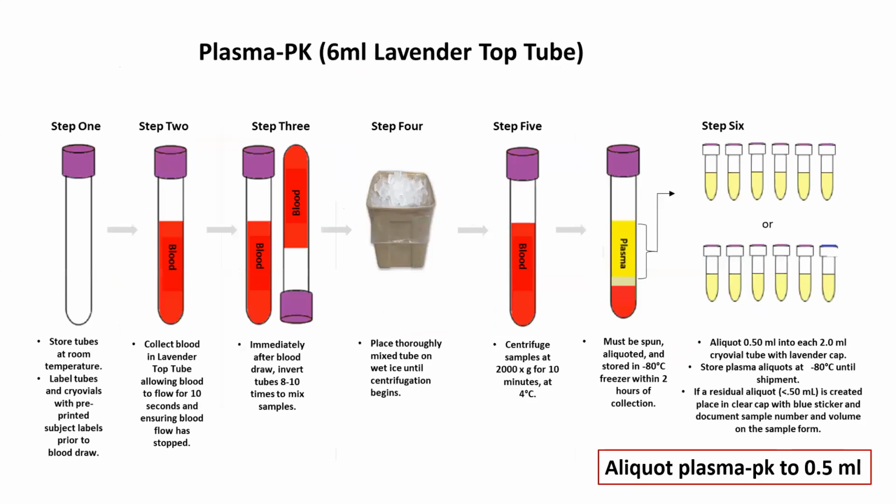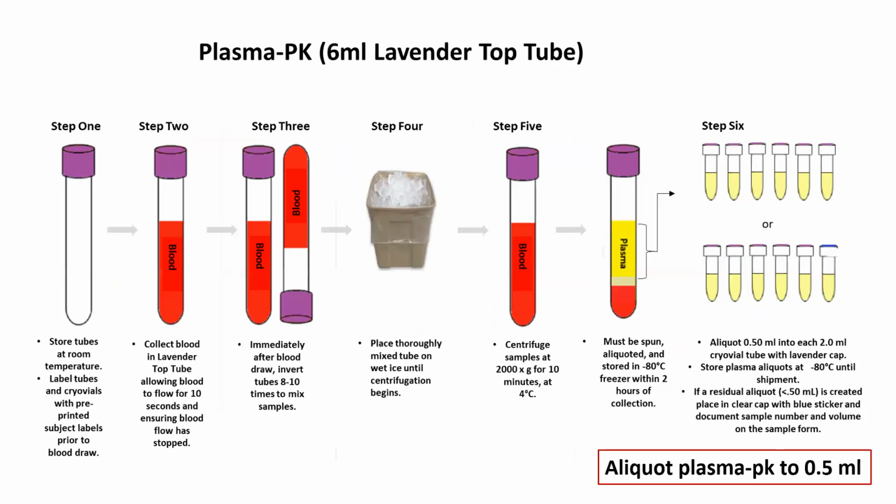For plasma, it's the same thing with the tubes. Keep them at room temperature, label them before draw. After collecting the blood, we ask you to gently invert the tubes 8 to 10 times to mix that EDTA preservative with the blood. After drawing the plasma tube, we ask you to put it on wet ice until you can centrifuge it. Once you're capable of centrifuging, centrifuge at 2000 Gs for 10 minutes at 4 degrees Celsius. And this tube, just like the serum tube, must be spun, aliquoted, and stored in the -80 within 2 hours of collection. For this plasma PK tube, we're asking you to aliquot at 0.5 ml aliquots, not 1.5 ml.